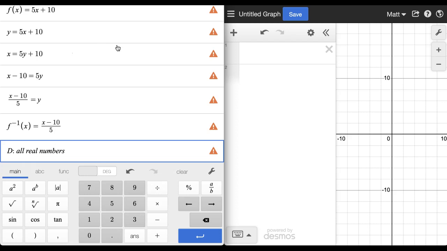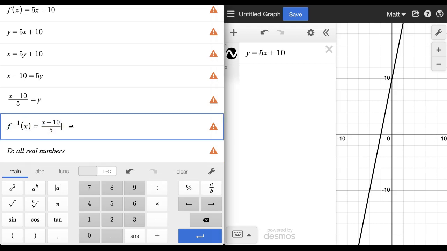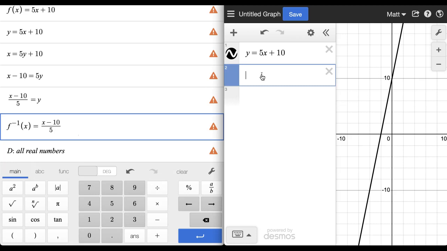You can get a visual using a graph. If this is your original f of x, it's just a linear function. Domain is all real numbers. Range is all real numbers. Because the range is all real numbers, the domain of your inverse, which is this guy, is also all real numbers. And you could also put the graphs side by side for an extra visual.